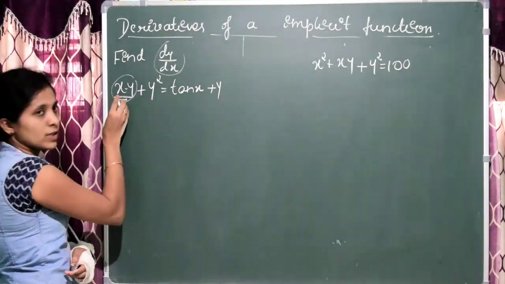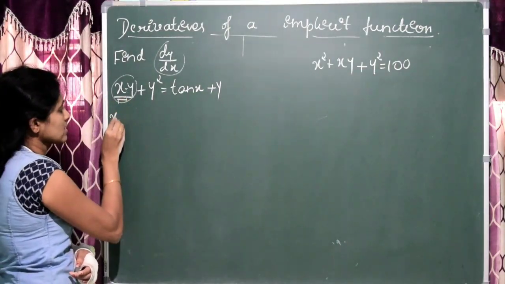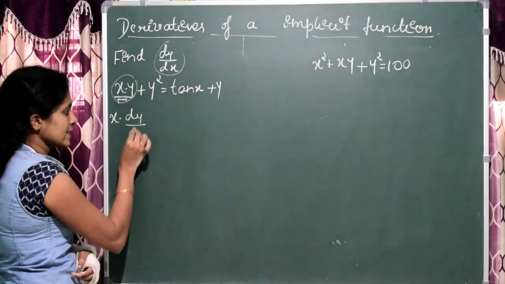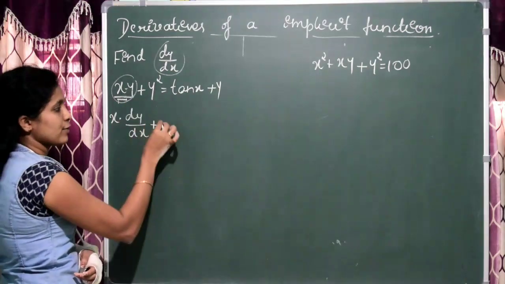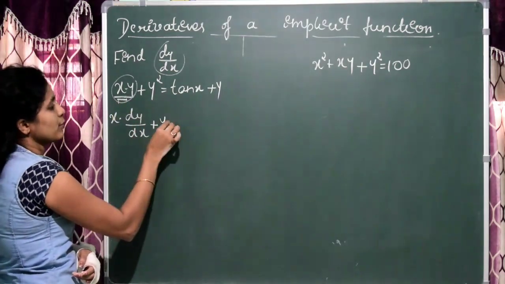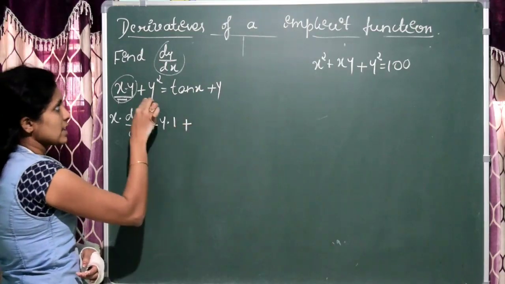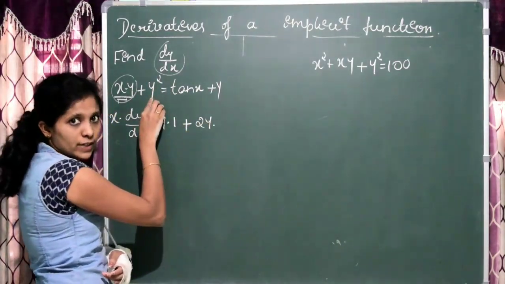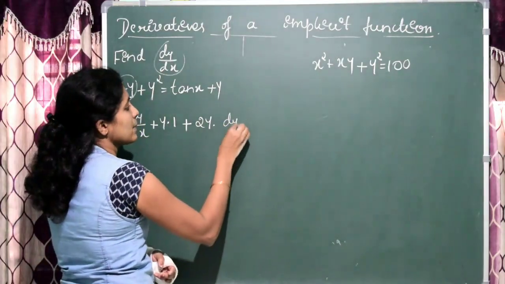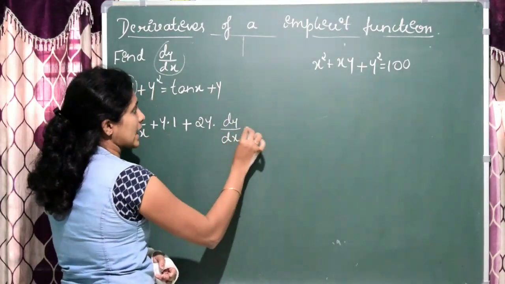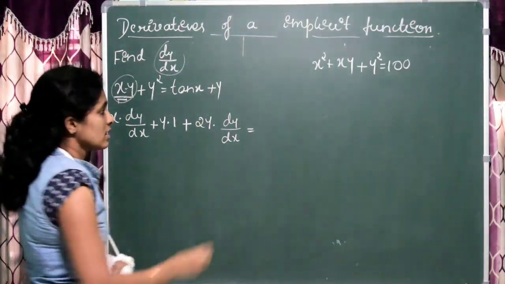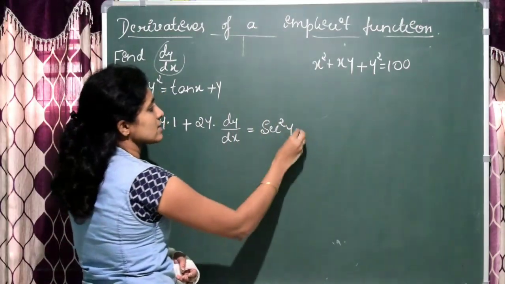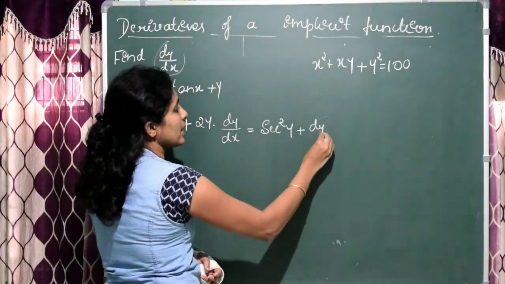So product rule means first I have to keep the first function as it is, x into derivative of y will be dy by dx, plus I have to keep second function as it is, that is y, then derivative of x will be equal to 1, plus next derivative of y square. Derivative of y square will be 2y, but we are differentiating with respect to x, so this will be now dy by dx. So this is equal to derivative of tan x. I hope everyone knows about derivatives. Secant square x into 1 plus derivative of y will be dy by dx.